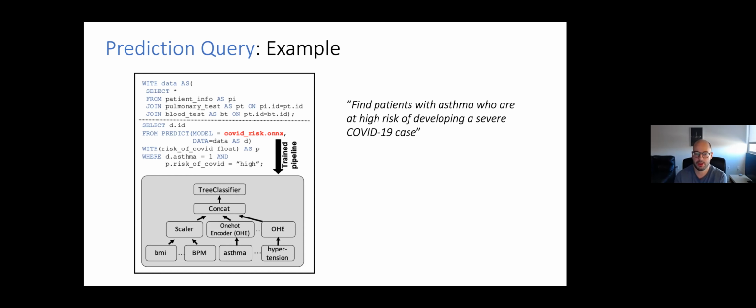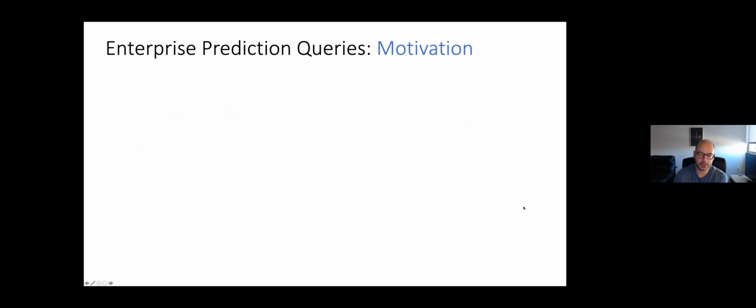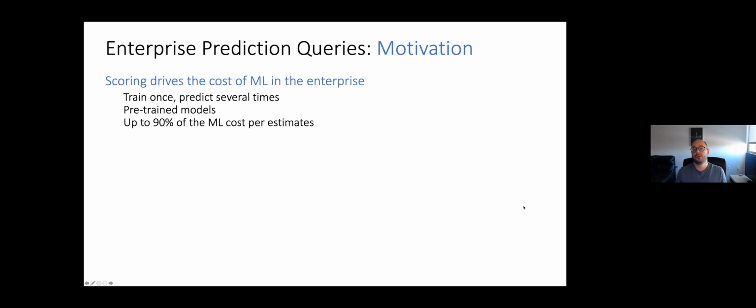Why do we care about batch prediction queries? So here's the motivation. So first of all, what we have seen is that scoring drives a big part of the cost of ML in the enterprise. The reason is that, yes, as we all know, training takes much longer, needs more resources, but then you train your model once and you're going to be using it millions of times for predictions.